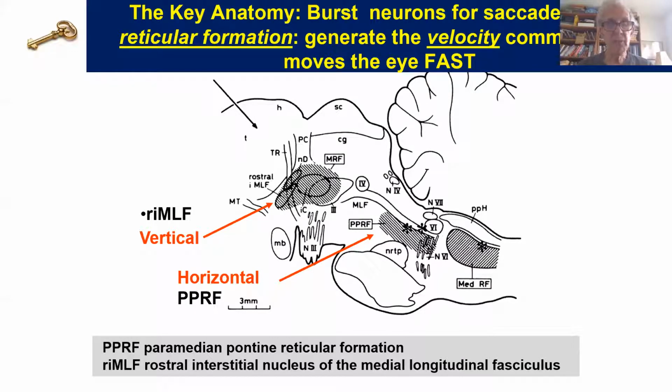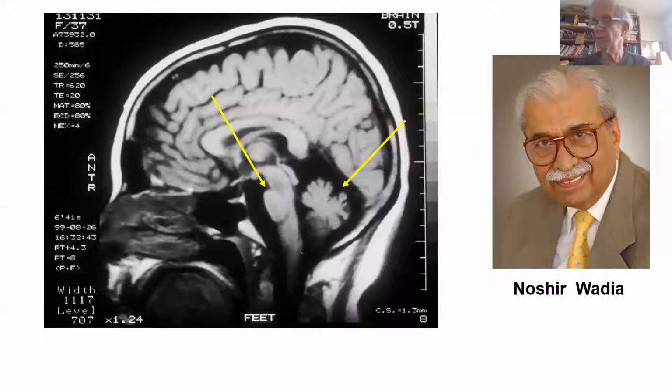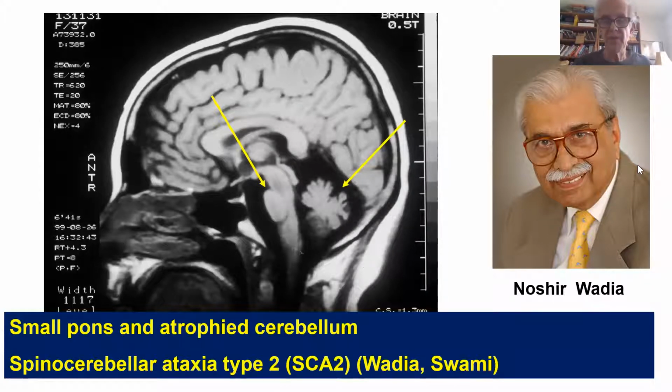This is the key anatomy: horizontal burst neurons, vertical burst neurons. Her predominant abnormality was in the horizontal system. And this is, of course, Wadia-Swamy syndrome, first described by Nosher, Wadia, and Swamy. You can see the small pons. The pons is actually almost smaller than the midbrain, just the opposite from what we see in progressive supranuclear palsy. And the cerebellum is also somewhat atrophied. So this is spinocerebellar ataxia type 2, one of the triplet repeat dominantly inherited cerebellar ataxias.